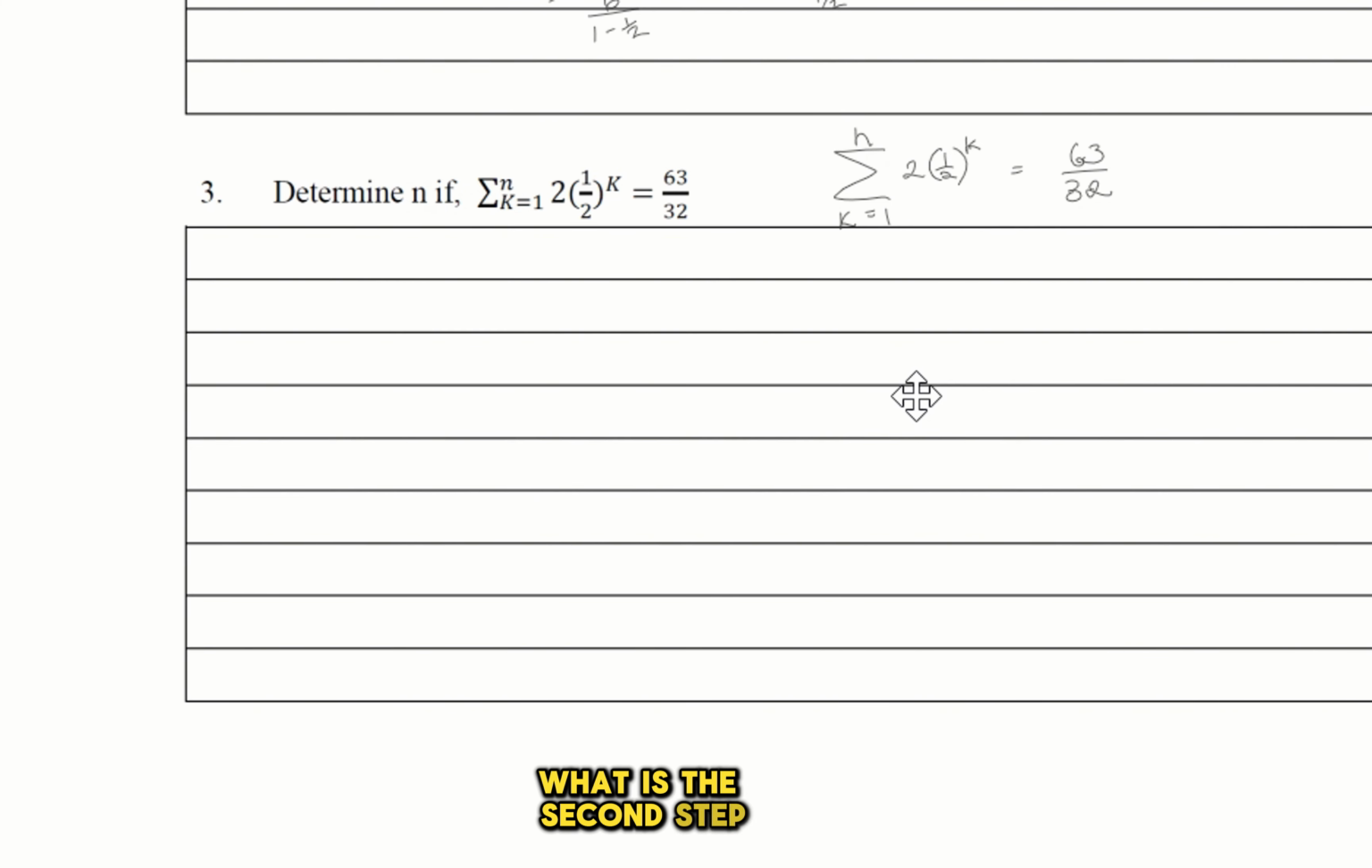What is the second step? Substitute k for the first 3 terms. So if we substitute k, and we're going to work out term number 1, term number 1 is going to be 2 times (1/2) to the power of 1, which equals 1.